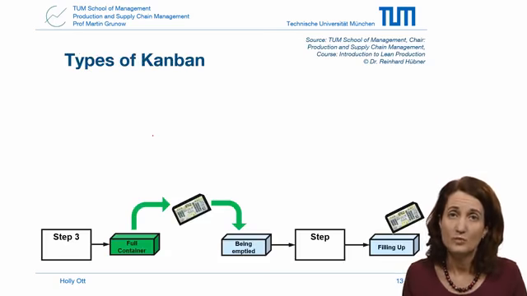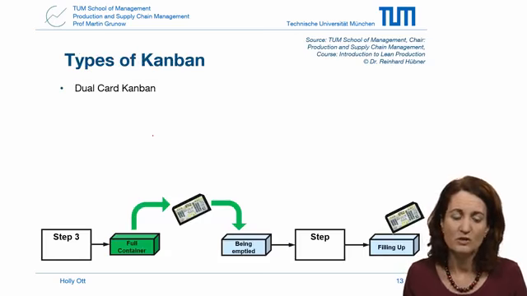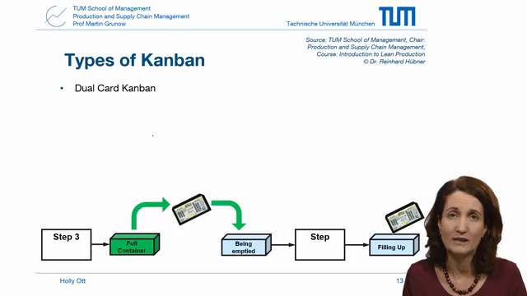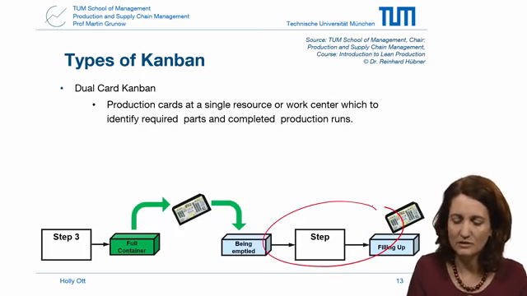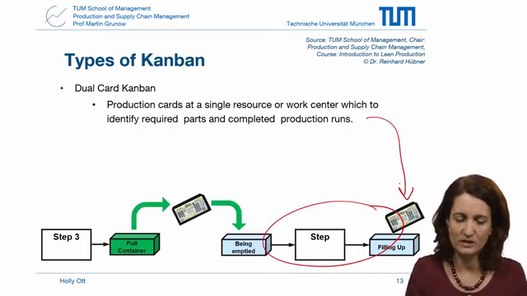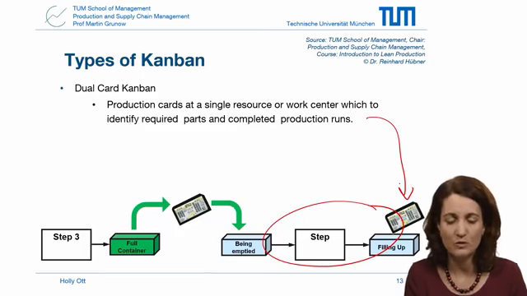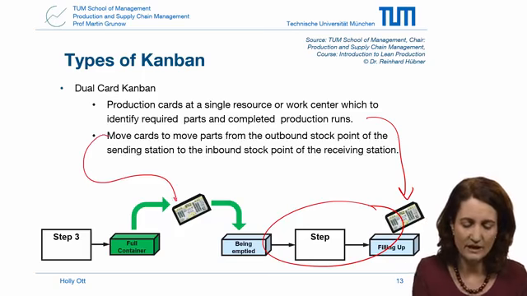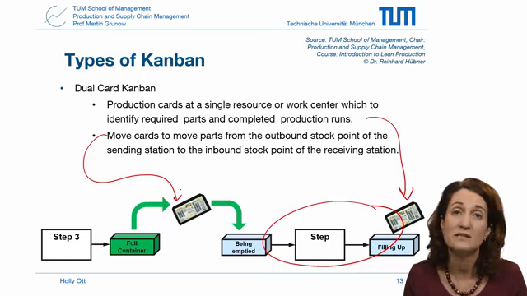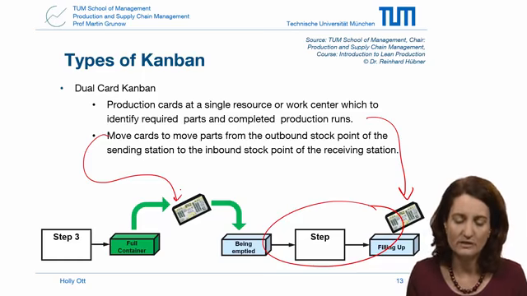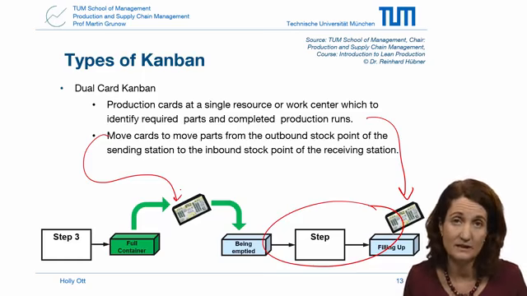Now, the original Toyota production system used a dual card Kanban system, and this is actually used a lot. It's a very widely used method of Kanban control. So production cards are used at a single work center. And these are used to identify the required parts and to complete production runs. Move cards, on the other hand, are used to move parts from the outbound stock point of a sending station to the inbound stock point of a receiving station.